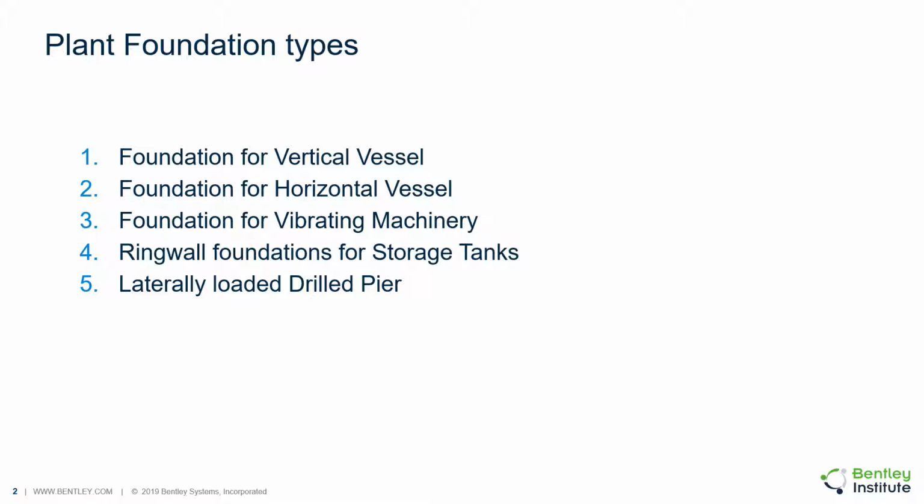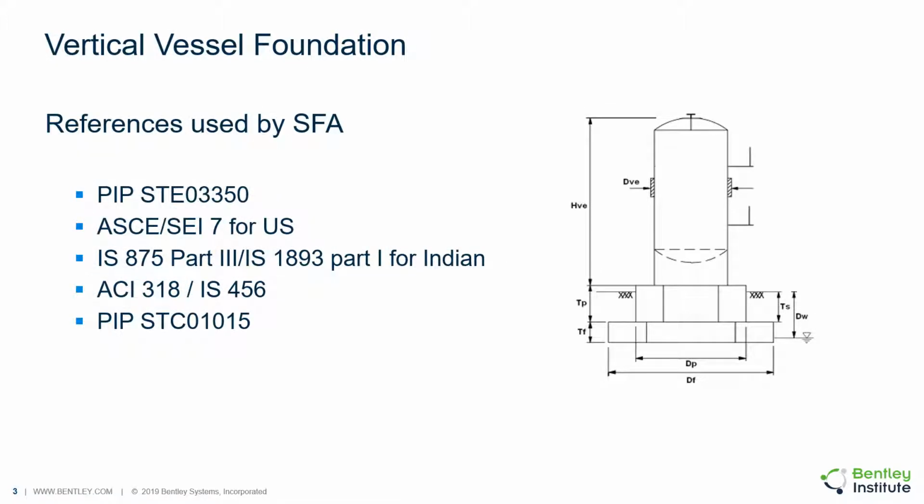The supported plant foundation modules include foundation for vertical vessel, foundation for horizontal vessel, foundation for vibrating machinery, ring wall foundations for storage tanks, laterally loaded drill pier. We're going to look at all of these foundation types in this webinar. So let's get started. The first plant foundation type we're going to look at is the vertical vessel foundation.